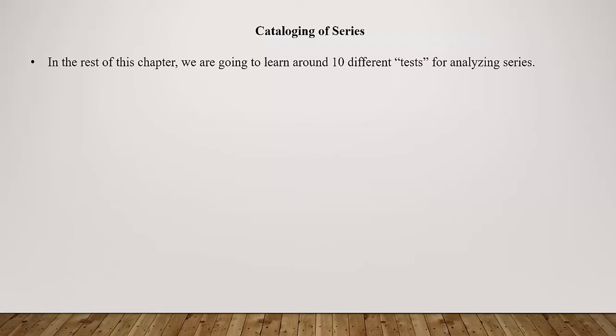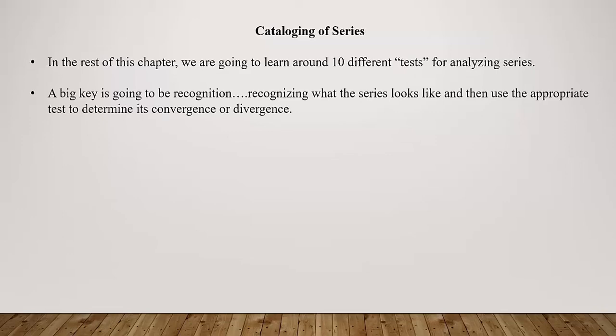All right, hopefully we saw the importance of looking at a sequence of partial sums for that example. Remember, that was what I called Zeno's paradox. Next up is a process that I just call cataloging of series. In the rest of this chapter, we are going to learn somewhere around 10 different tests for analyzing series. They're going to have names, and this is what we're doing in the rest of chapter 10. A big key going forward is going to be recognition. Recognizing what the series looks like, and then using the appropriate test to determine if the series converges or diverges.